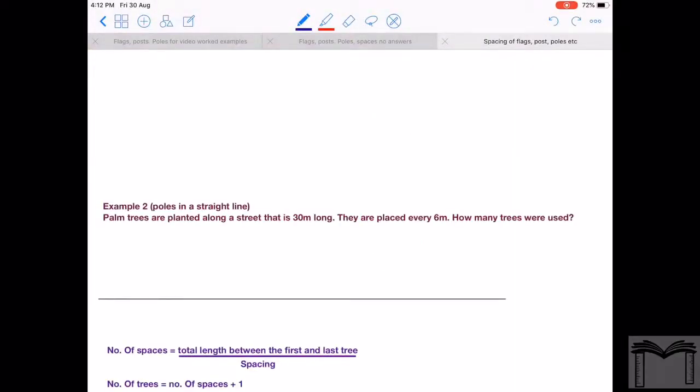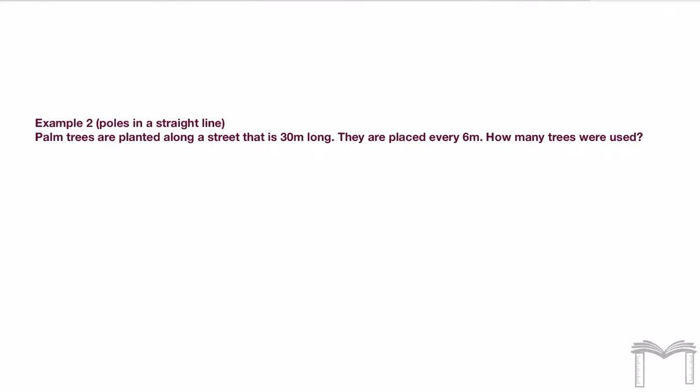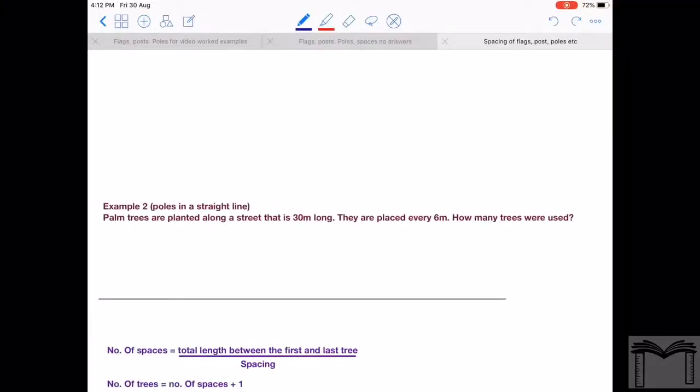Example 2. Again, objects in a straight line. Palm trees are planted along a street that is 30 meters long. They are placed every 6 meters. How many trees were used?